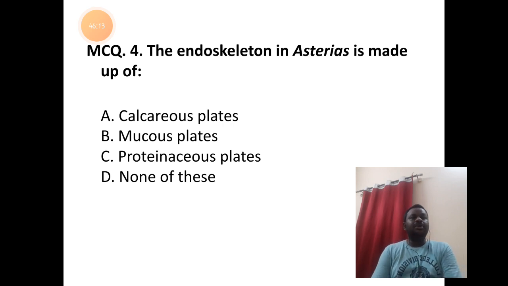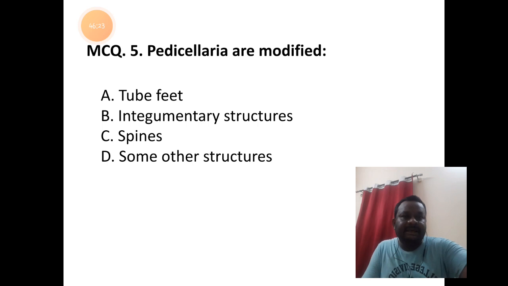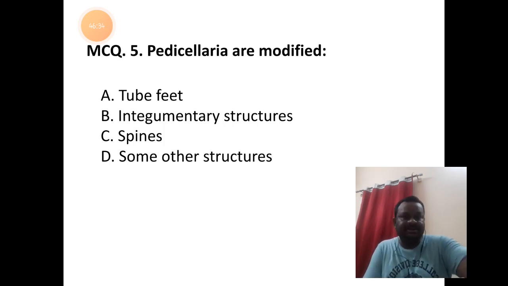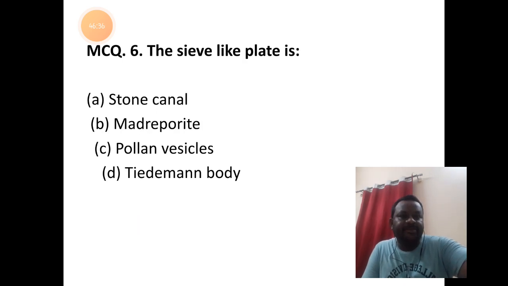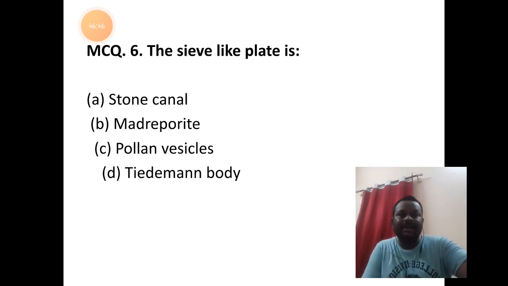The endoskeleton in Asterias is made up of calcareous plates, which form the endoskeleton. So answer is A. Pedicellariae are modified spines present on the body of Asterias. So answer is C. They are spinous modifications of spines. The sieve-like plate present on the aboral surface of the sea star is nothing but Madreporite. So answer is B.